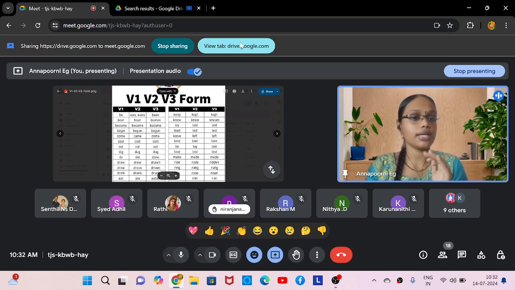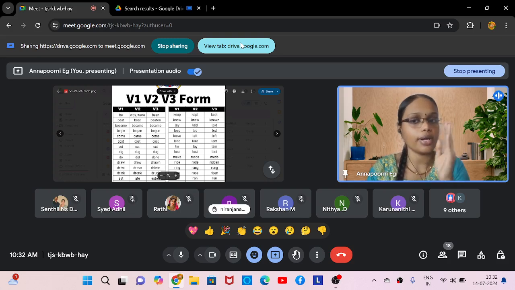Now coming to the forms of verbs. Every verb has five forms. On the screen you can see only three forms, but actually there are five forms. Technically, when speaking, there are five forms. I will introduce each form to you one by one. So the first form is the V1 form.